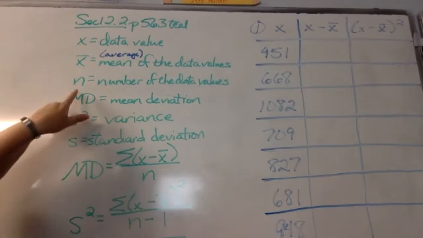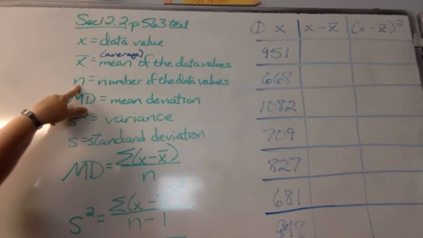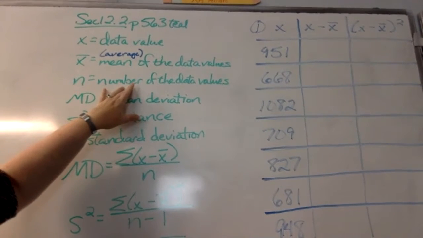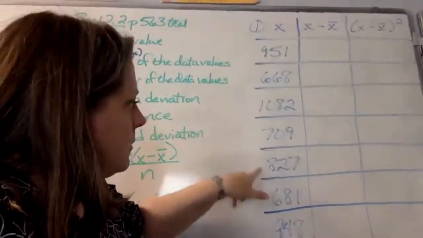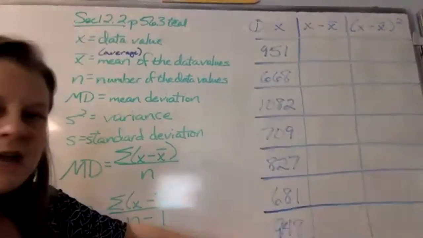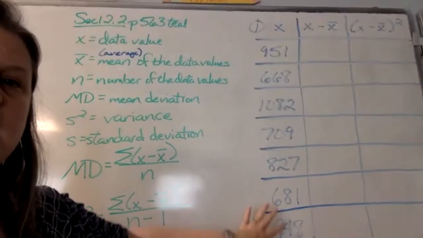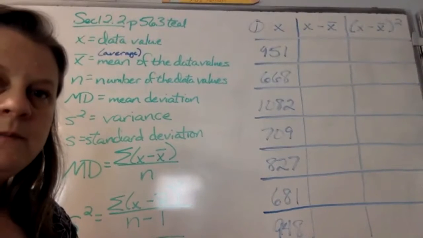Okay. When we're talking about N in the formulas, it is the number of data values. Okay. So there's 1, 2, 3, 4, 5, 6, 7 data values in number 1. So our N for number 1 will be 7.